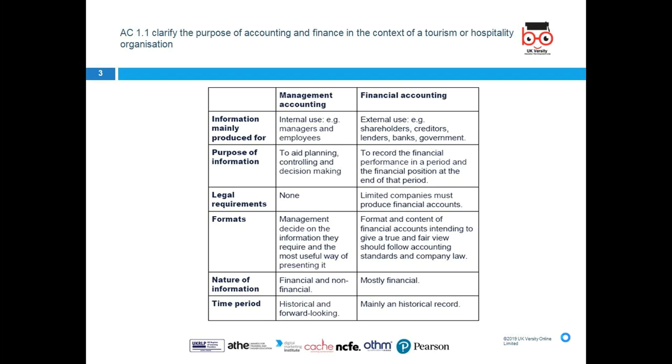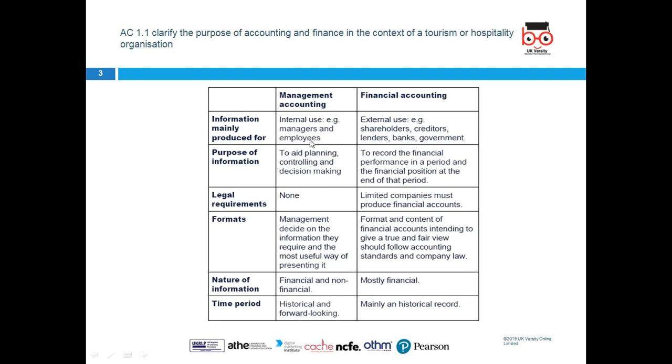But if you're a business and we have investors, we prepare the financial accounts. Financial accounts are in the public domain, like at the stock exchange or Companies House, where we have to submit annual reports. Those are called financial statements, which we'll go through in detail. So information is mainly produced for internal users under management accounting, and for external users under financial accounting.